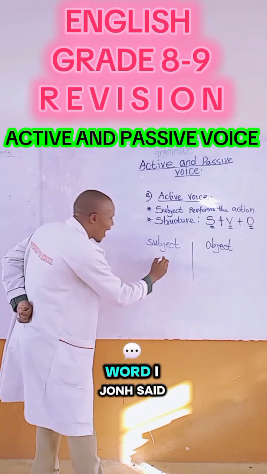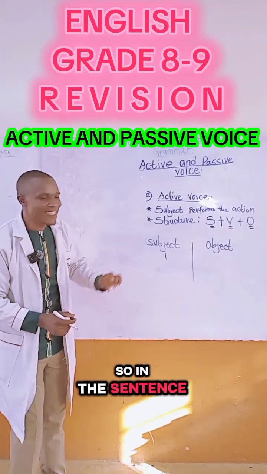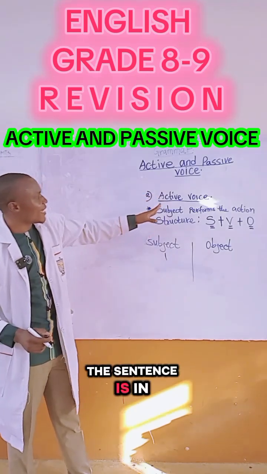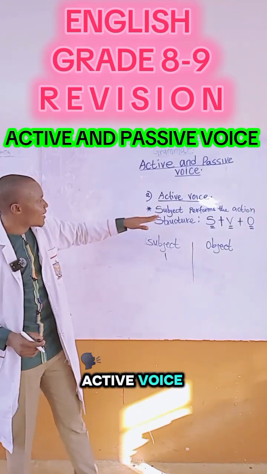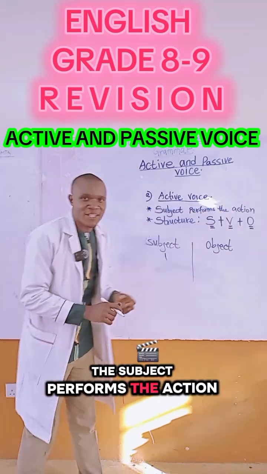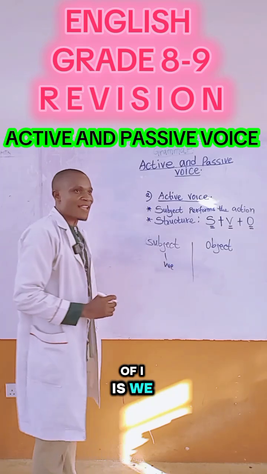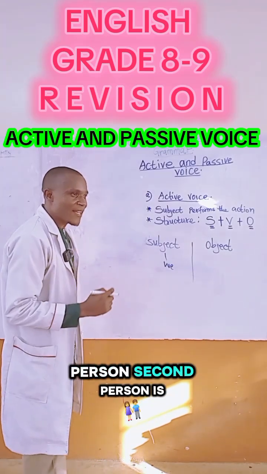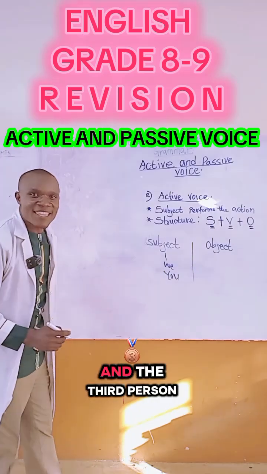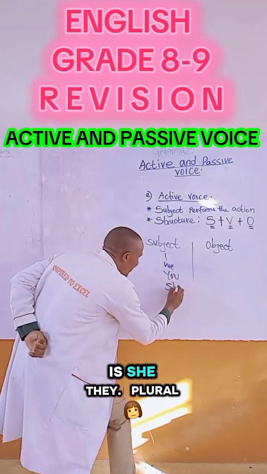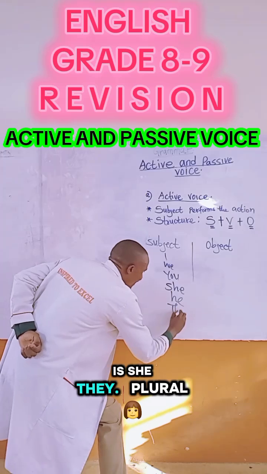Here we have the word I. John said, I am writing notes. So the sentence is in active voice. Why do I say in active voice? The subject performs the action. So I, the plural of I is we, that is the first person. Second person is always you, good, you. And the third person is she, he. I'll not write others. Of course, the plural is they.